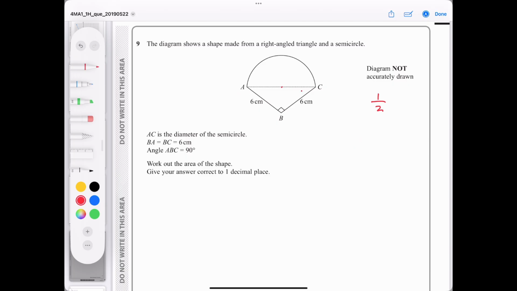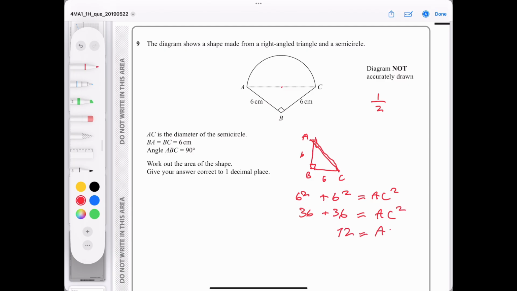Okay, let's start off by finding out what AC is, and that is much more simple if you draw it this way. This is A, B, C. This is a right angle, this is 6 and 6. So it's a right angled triangle. You don't know the hypotenuse, but we do know 6 squared plus 6 squared equals AC squared. So that's 36 plus 36. We are using Pythagoras, by the way. So we know that 72 equals AC squared, so AC equals root 72 because we're rooting both sides.